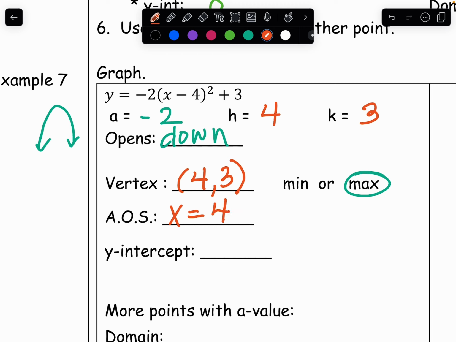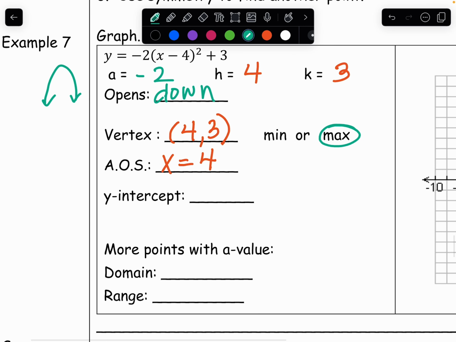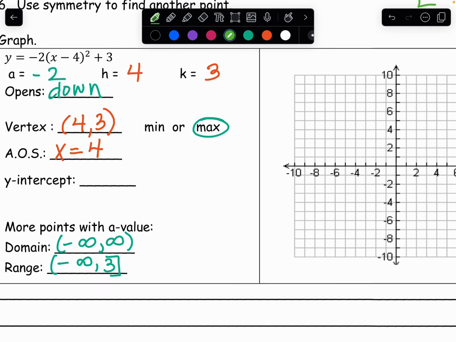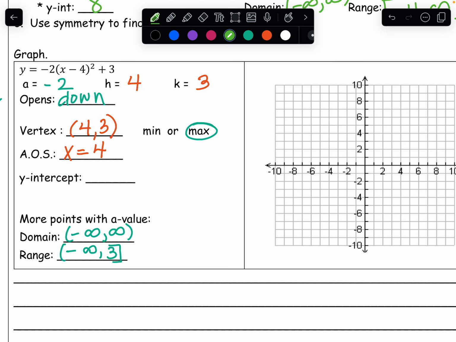I'm going to pause for a moment on my y-intercept, and we can actually find some other pieces. Our domain is always going to be negative infinity to infinity. And since we know that our graph is down, we can say our range is negative infinity to the y value of our vertex, which is 3, with a bracket. What I'm going to do right now is I'm going to plot it to see if maybe, perhaps, my y-intercept, we're lucky enough, just shows up. So here we go, 4, 3.